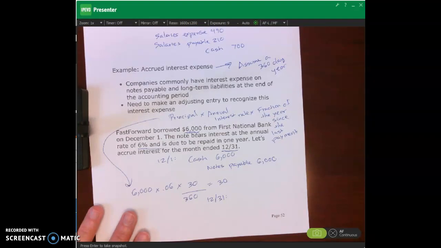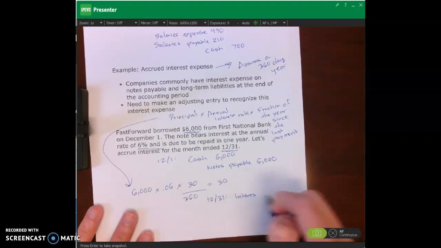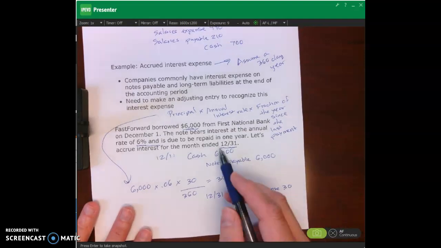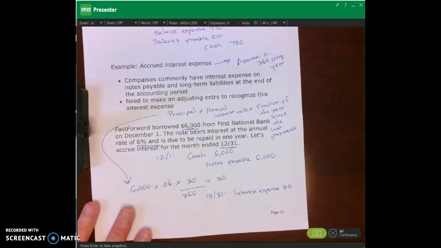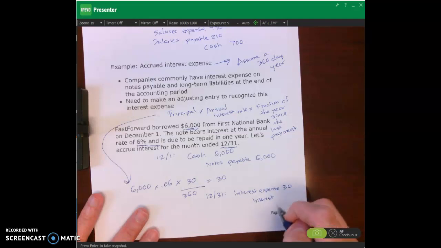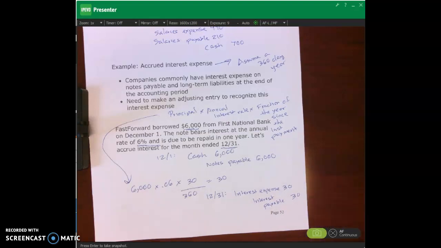Well, how do I recognize an expense? The debit. So I'm going to debit interest expense for $30. And then I have to recognize that I owe that interest expense. I'm not going to pay it back for 1 year, but I still owe it. And so what I'm going to do is recognize a liability. Credit my liability of interest payable for $30. So I have my debit to interest expense and then my credit to interest payable for $30.